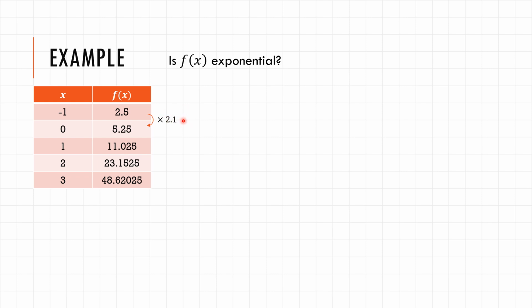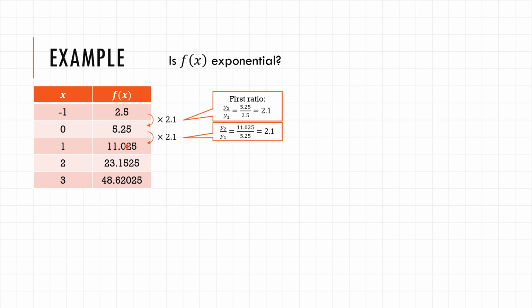It's quite simple. First, ratios tell me that I have to divide. A ratio is like a fraction, two consecutive y values. So 5.25 divided by 2.5 is exactly 2.1. And if I want to check that this is exponential, this first ratio has to be constant for every consecutive y value. And in fact, it is.